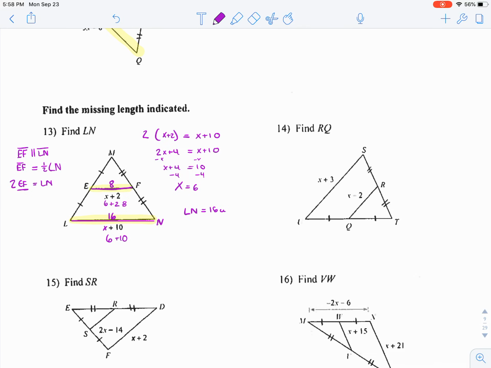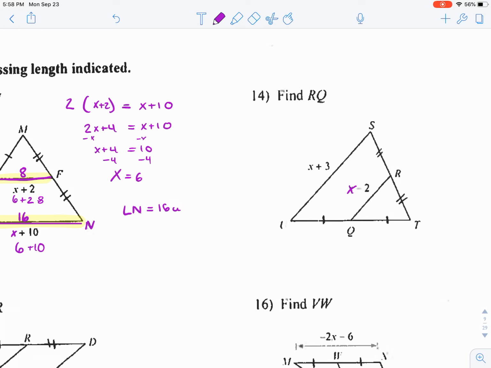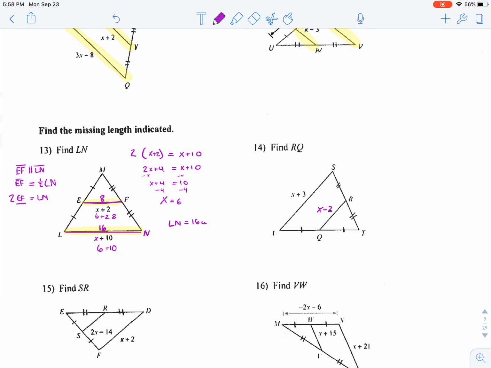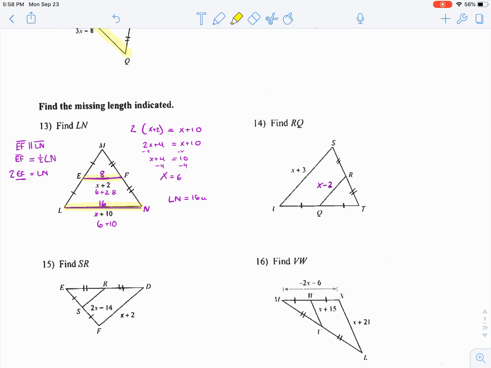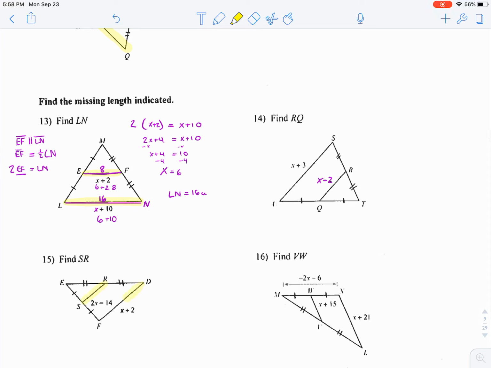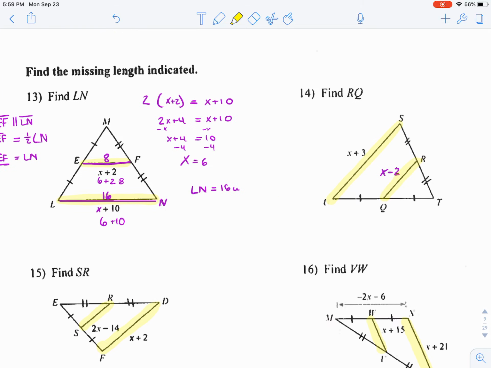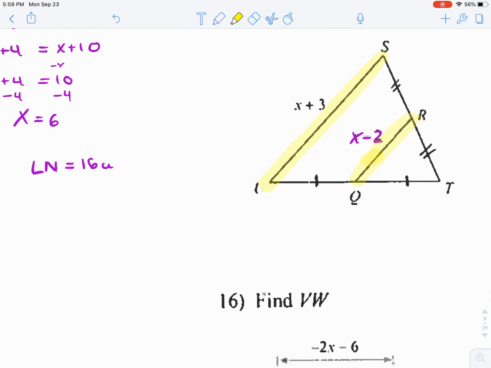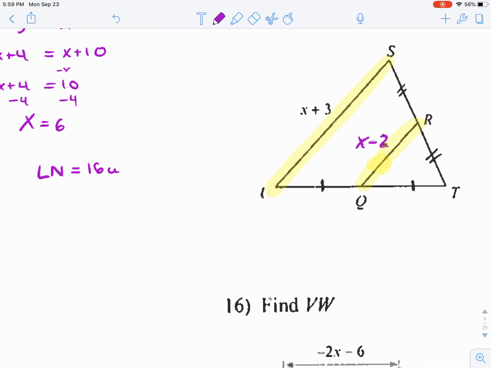I believe this is x minus 2. If it helps you, I suggest that you highlight your mid-segment and the side that it's parallel to. Highlight the mid-segment, side that it's parallel to. Remember that we can mark 2 segments or 2 lines parallel with a little arrow.